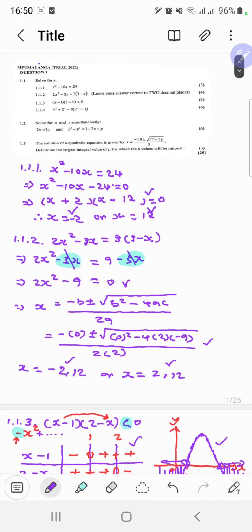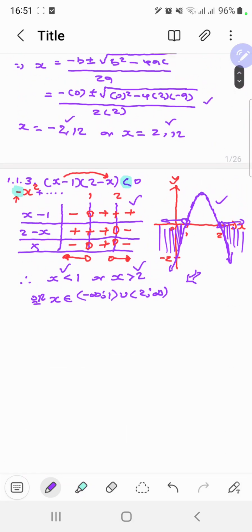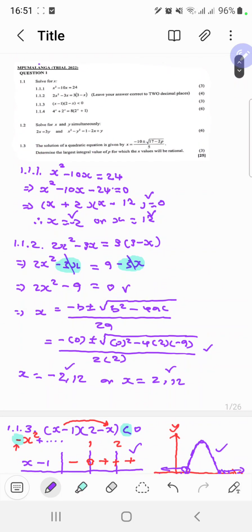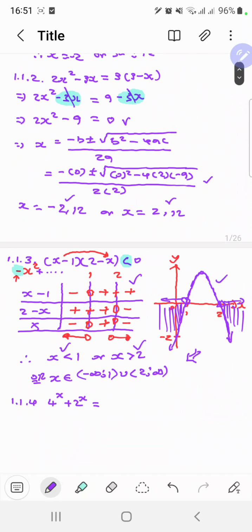And then let's look at the other question there. So we have 1.1.4. Oh, don't move too fast, mister. So 1.1.4. So we're getting here 4 to exponent x plus 2 to exponent x equals 8 into 2 to exponent x plus 1.